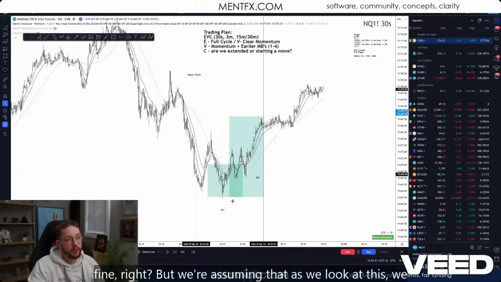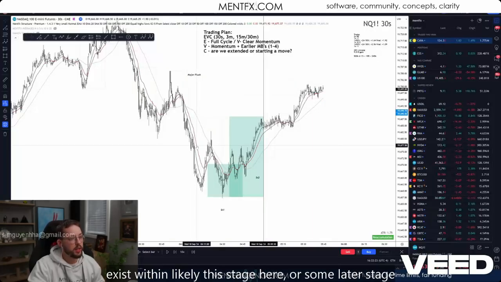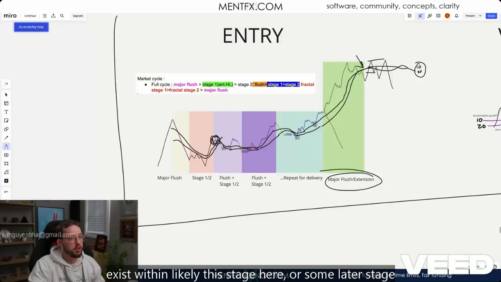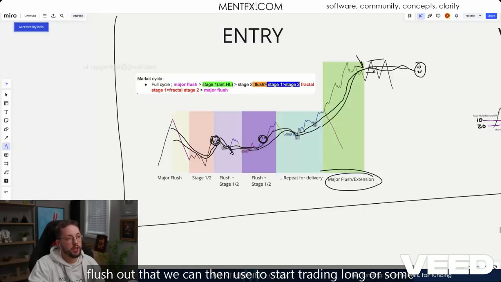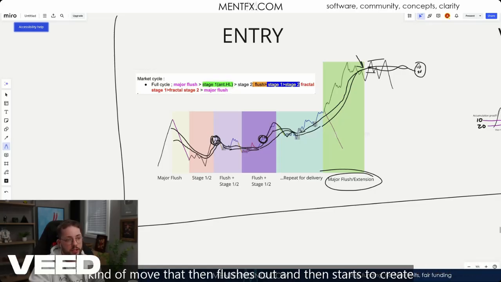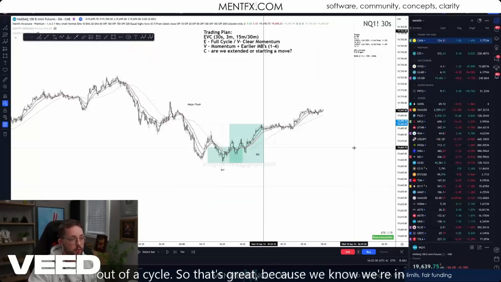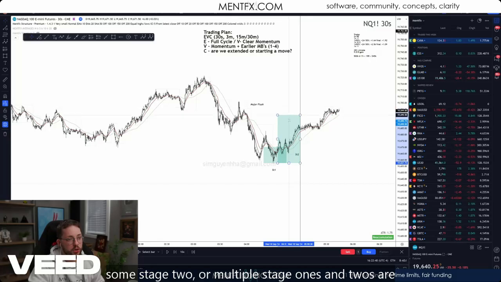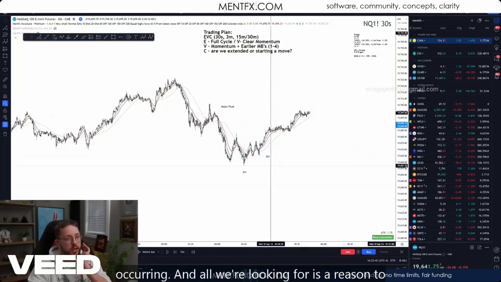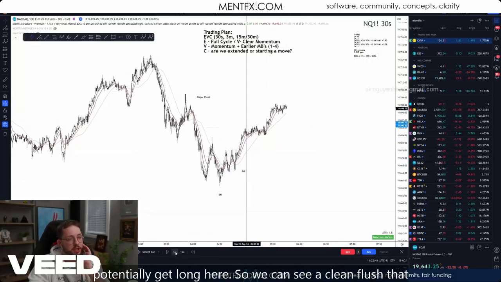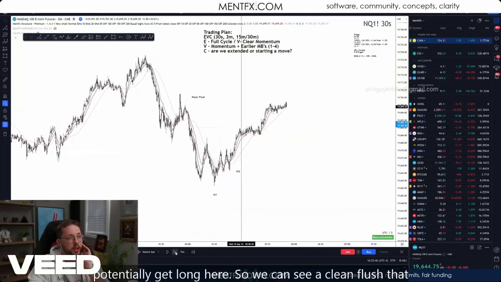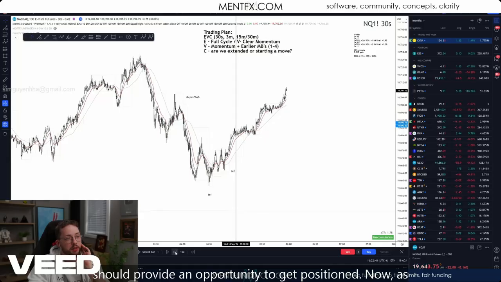But we're assuming that as we look at this, we exist within likely this stage here or some later stage here. So what we're looking for right now is probably a flush out that we can then use to start trading long, or some kind of move that then flushes out and then starts to create moves to go long, because that's in general what we want to see out of a cycle. So that's great because we know we're in some stage 2 or multiple stage 1s and 2s are occurring, and all we're looking for is a reason to potentially get long here. So if we can see a clean flush, that should provide an opportunity to get positioned.